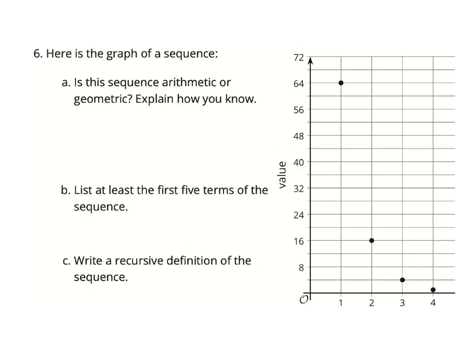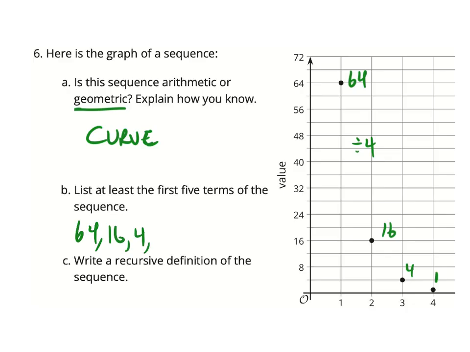Okay, here's a graph of a sequence. Is this sequence arithmetic or geometric? It's geometric. How do I know? It's a curved graph. And if I look at the output, 64, 16, 4, and 1, it's divided by 4. List the first 5 terms of the sequence. 64, 16, 4, 1, 1/4. Write a recursive definition.